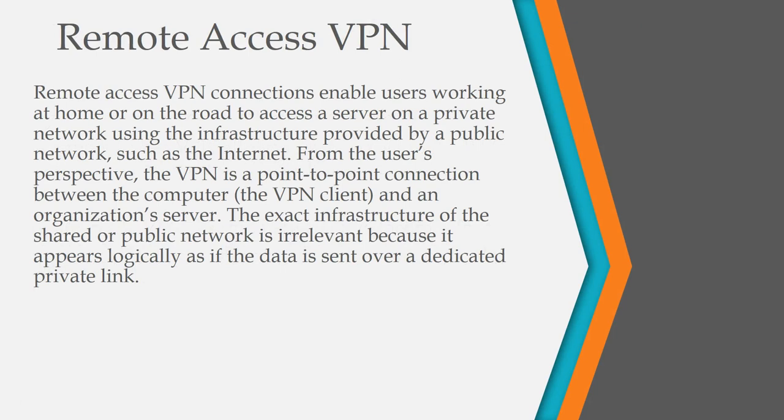The remote access VPN connections enable users working at home or on the road to access a server on a private network using the infrastructure provided by a public network such as the internet. So you're going from one private network to another private network, but you're going over a public network, like the internet. From the user's perspective, the VPN is a point-to-point connection between the computer and an organization server. The exact infrastructure of the shared or public network is irrelevant because it appears logically as if the data is sent over a dedicated private link.